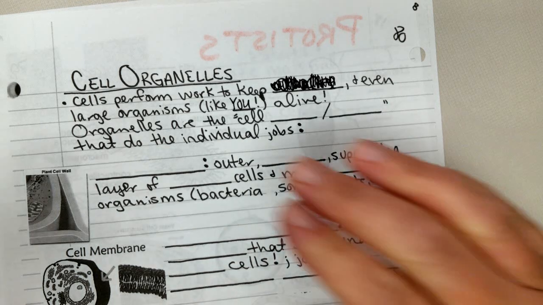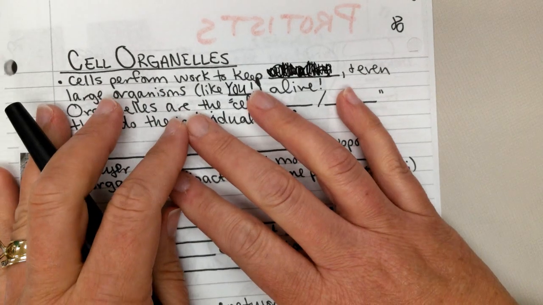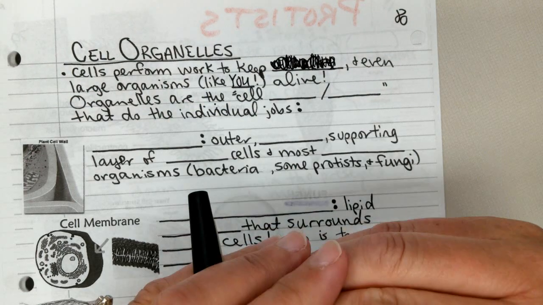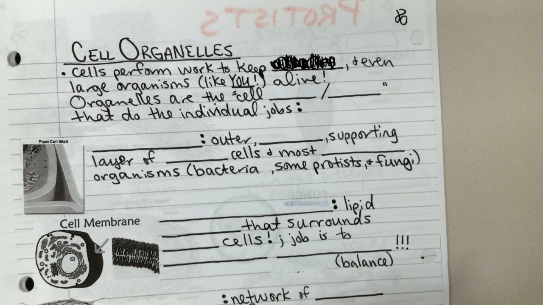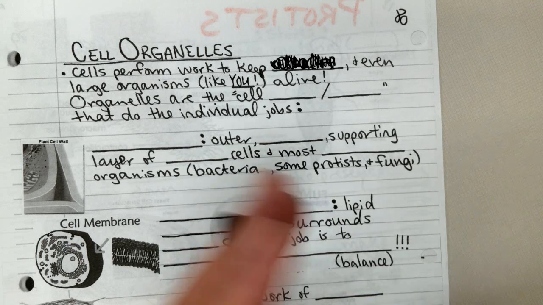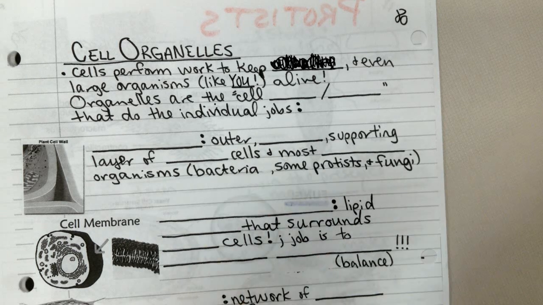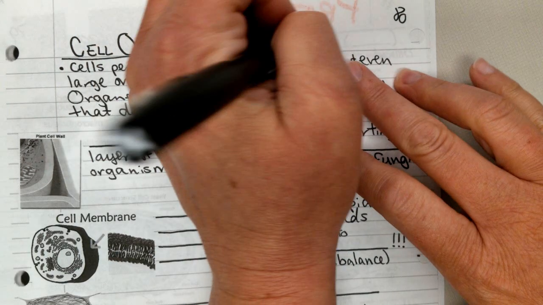So cells are living things, and they need to do their job. They're shaped for their job. They all have different jobs. Like I said before, humans have about 200 different types of cells, all doing different jobs so that the human itself can stay alive. So cells perform work to keep themselves alive.